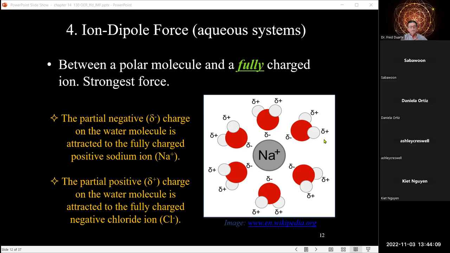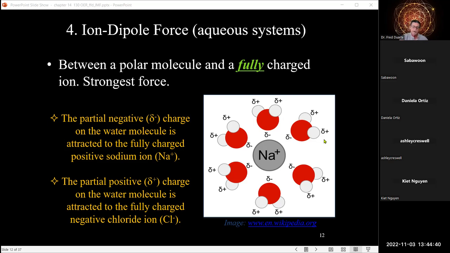All right, then finally, the last type of intermolecular force is the ion-dipole force. And so here we're talking about an interaction between a polar molecule, which 99.99 times is simply an aqueous system. Okay. And then we have the interaction between a polar molecule, which is water, a very polar molecule, and a fully charged ion.